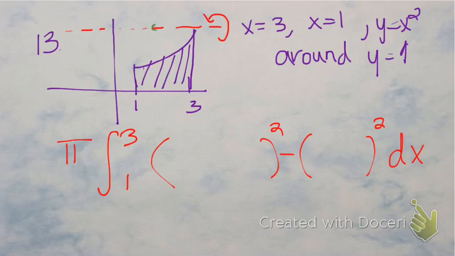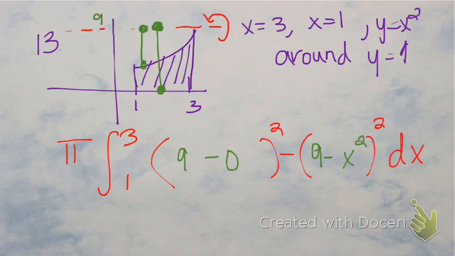So let's start from where you're rotating, go to the outside. Alright, this was a 9, so this is 9 minus 0. Start from where you're rotating, go to the inside, so that would be 9 minus, and then the function is x squared, and it's in x's because it's going around y equals 9.